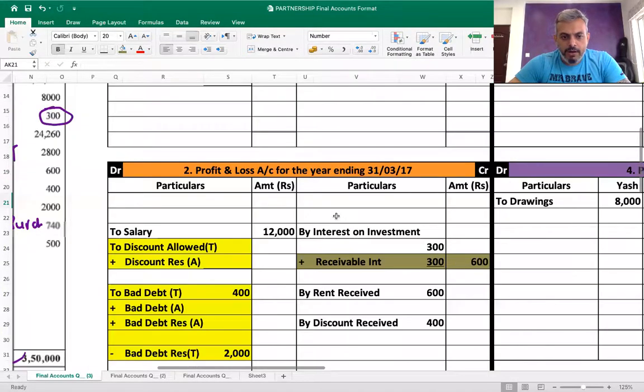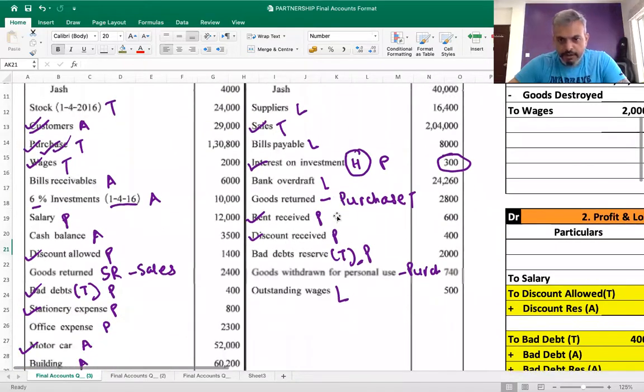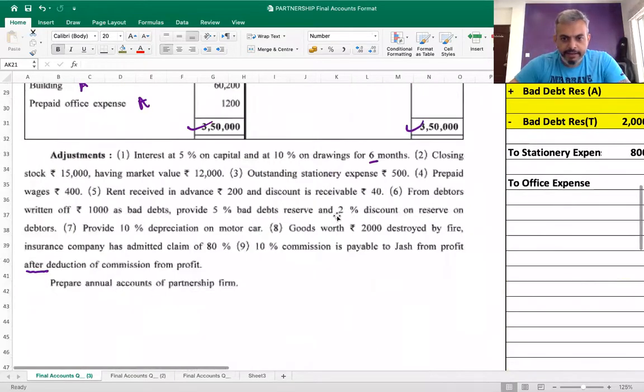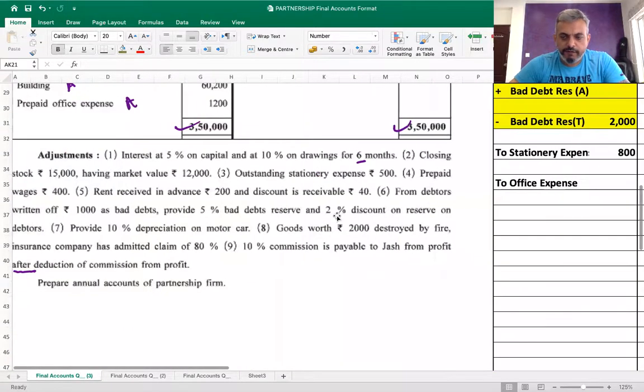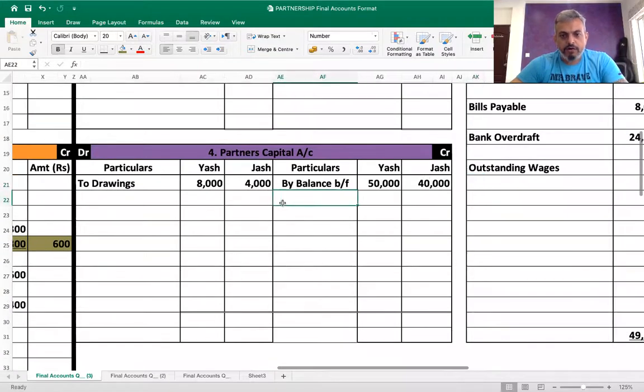Okay, now check if everything is done, hidden adjustment done, two effects given or not. If done, we start with adjustment. Now, first adjustment is interest at 5% on capital. So, below capital, interest on capital.